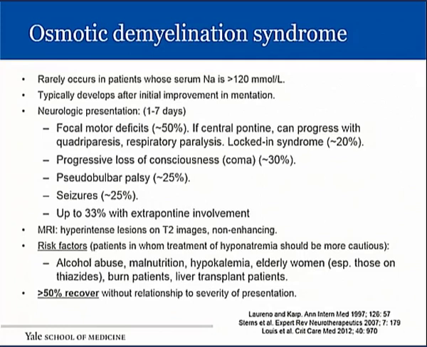The diagnosis is primarily through MRI, once suspected clinically. And it's very important to remember the risk factors, which you see listed there. The initial descriptions were in malnourished alcoholics. We now know that hypokalemia is important, that being elderly, especially elderly women, is an important risk factor, and particularly in those exposed to thiazides. Burn patients and liver transplant patients are also at risk. So in these patients at high risk, we need to be particularly careful.